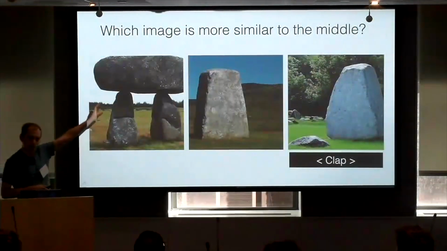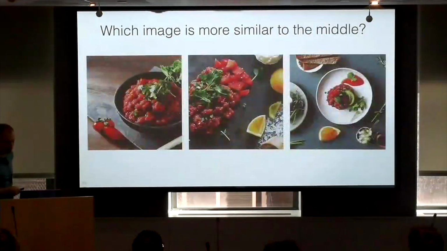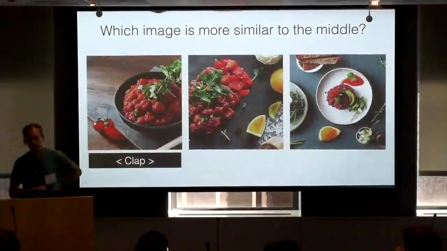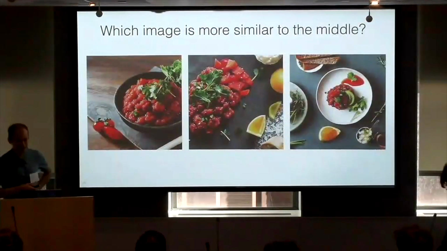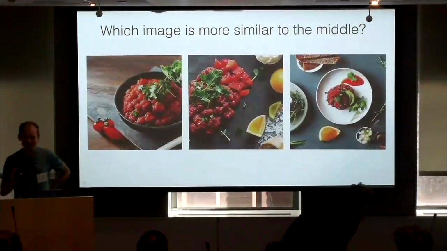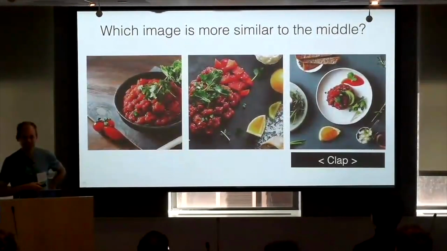Maybe it's because it's one item and this is like two items, and numerosity matters a lot. Okay, left image? Okay, a few people. Right image? Let's try that again because you didn't have time to think. Okay, decide, and now everybody clap. Okay, left image? Right image?